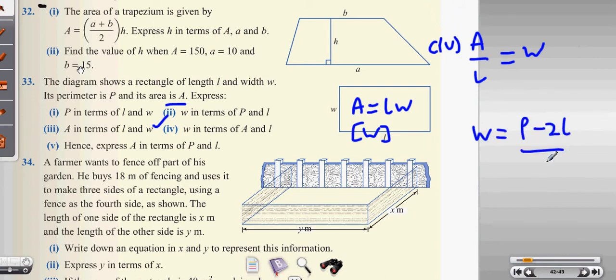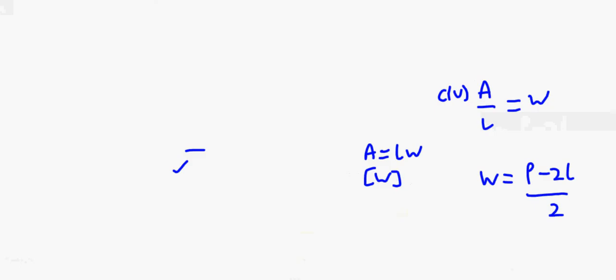And we also know that W equals A over L. So with this in mind, we can use these two formulas against each other, okay? And we can figure out what A is in terms of P and L. So remember, we want capital A on its own, okay?